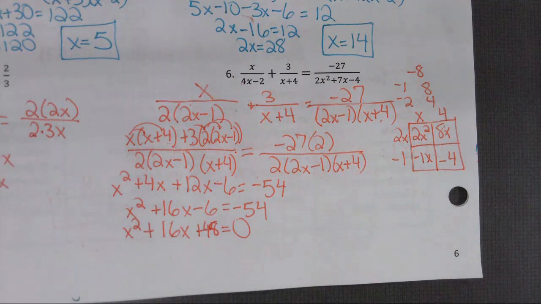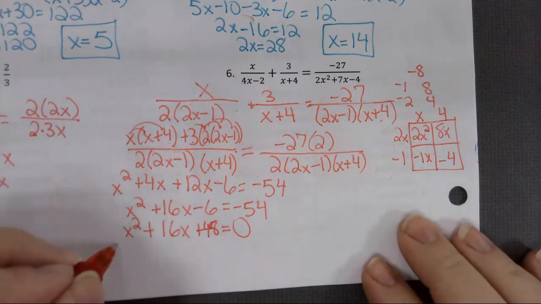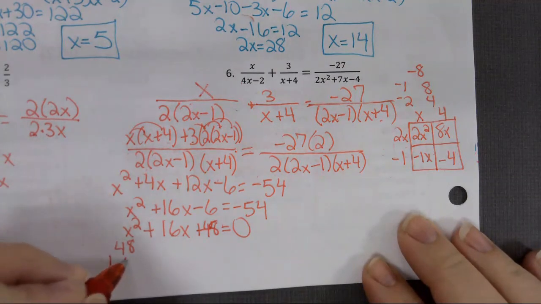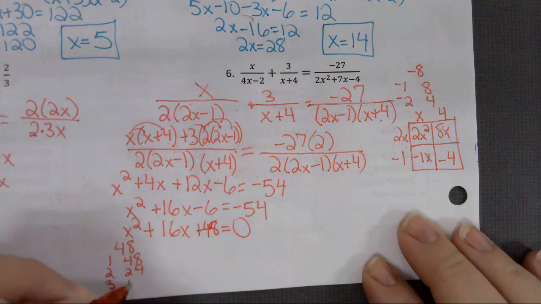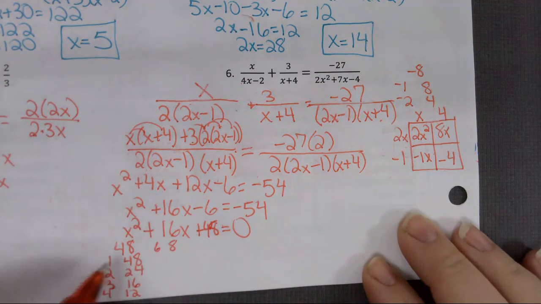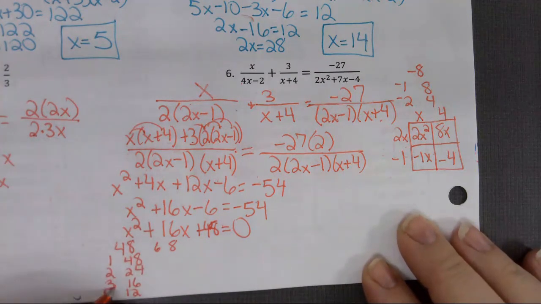And we'll try to do factoring here. So a times c gives me 48. Factors of 48: 1 and 48, 2 and 24, 3 and 16, 4 and 12, 6 and 8. To add together to be 16, we need 2 positives, so 4 and 12.